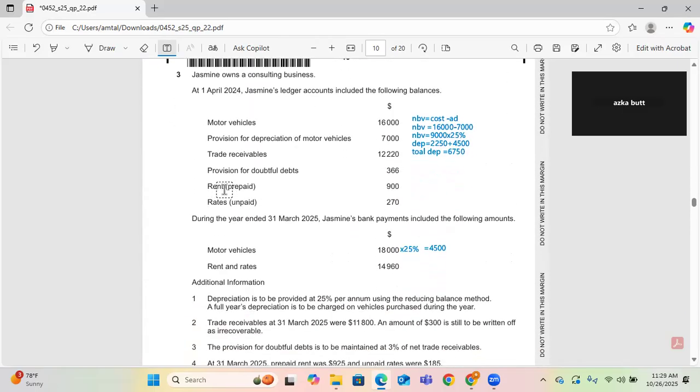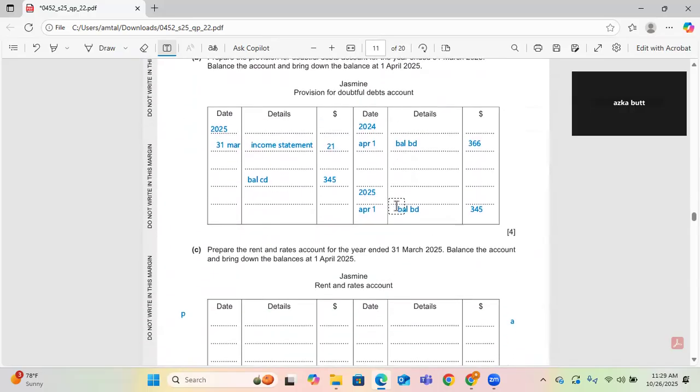As you can see, we have the rent prepaid, which is $900, and we have the rates unpaid. This is a prepaid expense. This is rates unpaid, which means this is the accrued expense. So we have two balances at the start: the prepaid expense and the accrued expense as well.